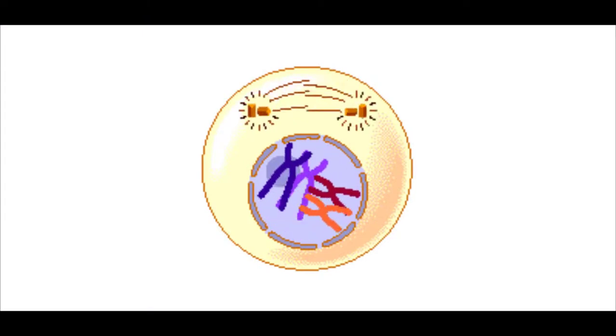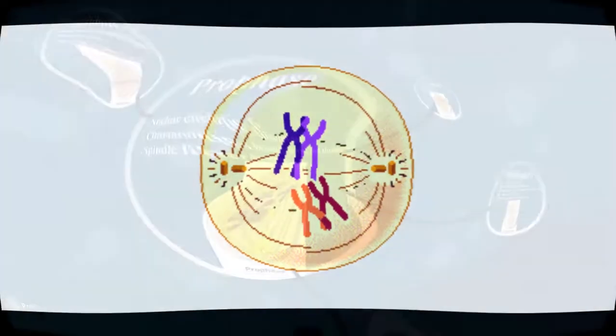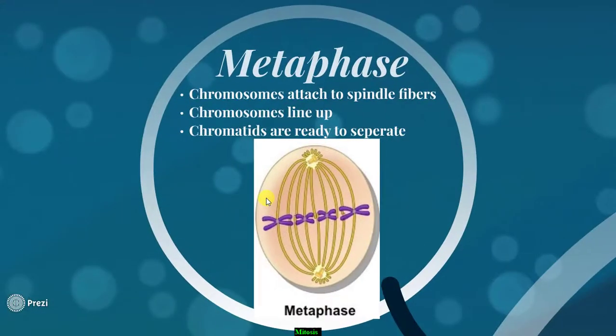Take a look at this. This is a summary of prophase. Secondly, metaphase. In this phase or step, chromosomes attach to spindle fibers with their centromeres, and then chromosomes line up in the equatorial line at the center of the cell. Finally, chromatids are ready to separate.